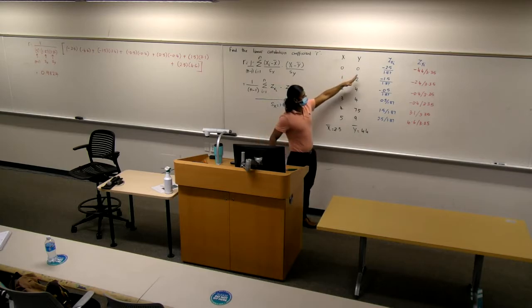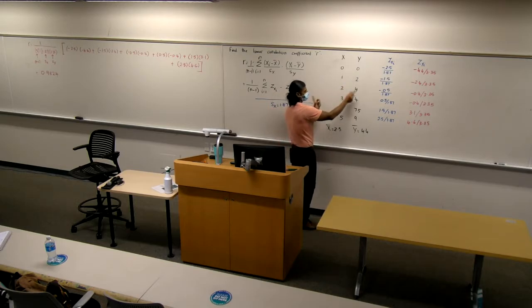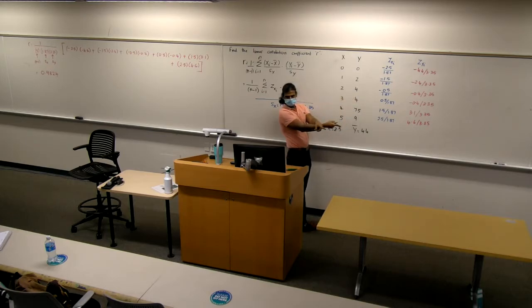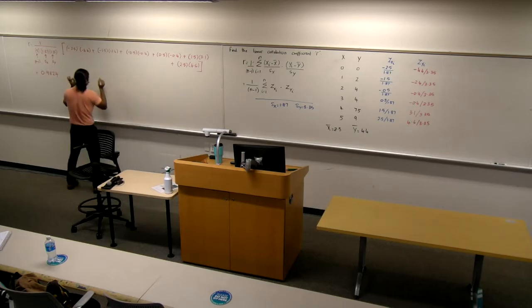Because 0 times 2 is 0, 1 times 2 is 2, 2 times 2 would be 4, and pretty much the slope would then be 0, 0, 1, 2, 2, 4, 3, 6, 4, 8, 5, 10. What is the slope of the line? 2. But I didn't want that. Because that would be a perfect relationship.